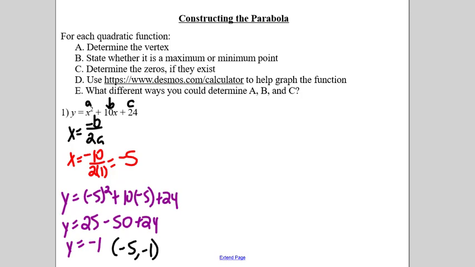Now, because my parabola has a positive x squared value, that means that my parabola would open upward, which makes this point a minimum. So for the zeros, I can either factor or I can use the quadratic formula. I'm going to factor in this case because it is relatively easy to factor. I'm saying, what do I multiply to make 24 that adds to make 10? In this case, that would be 6 times 4, or 6 plus 4.